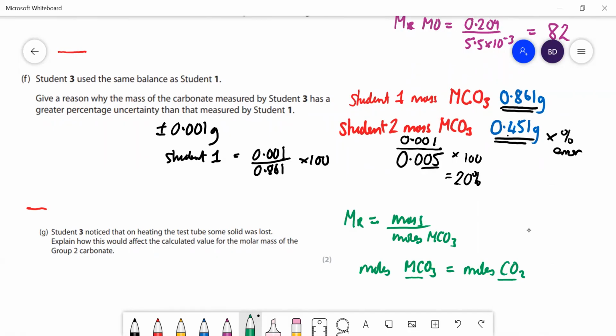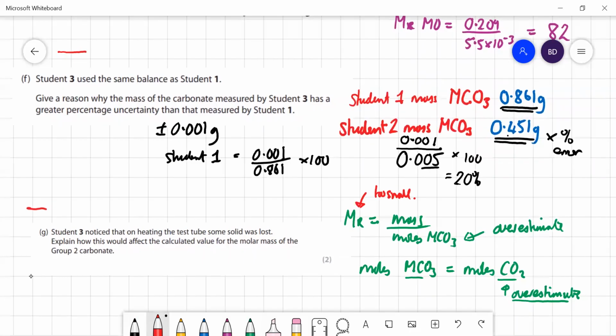Right, here we're going to overestimate the moles of CO2 because a lot of the mass we've lost is not due to CO2 really, it's due to bits of solid. So we're going to overestimate the moles of CO2. That means we're going to overestimate that. It's going to be too big. That is going to have the effect of making our calculated value of MR too small. So it'll be a bit smaller than it really is, the molar mass of the carbonate.